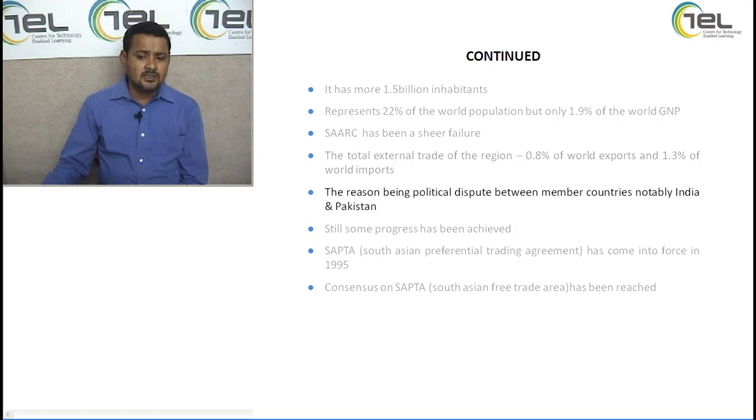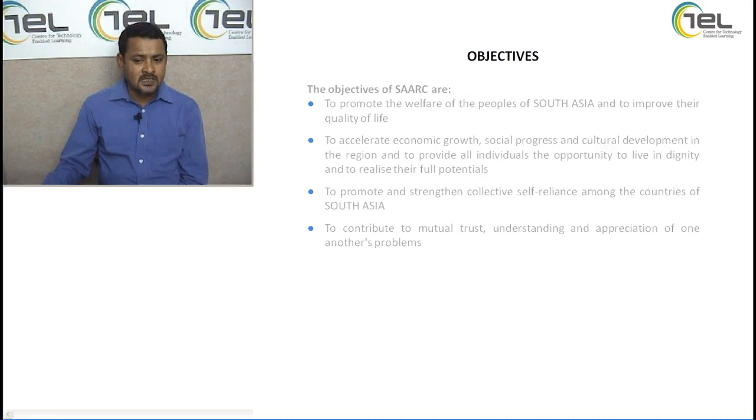The reason behind this is disputes between member countries like India and Pakistan. Still, it's not denying the fact that it has been a roaring partial success. They started SAPTA, the South Asian Preferential Trading Agreement, which came into force in 1995. But the problem was that a free trade area which should have been created could not be created because of objections from all of these countries.